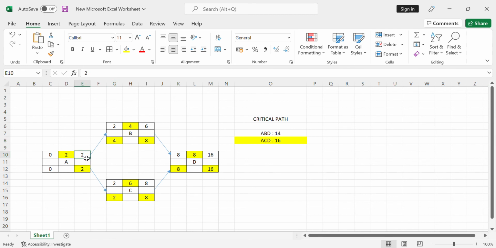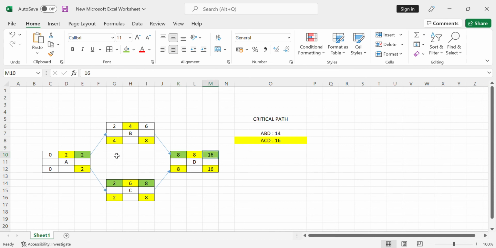What is the forward pass? A, C, D. Why are we solving ACD first? Because it is the critical path, and always remember first we have to solve the critical path. So here we are writing 2, directly put 2 here, and this 2 will be written as the early start of C, which is equal to 2. 2 plus 6 is equal to 8. Put 8 here, 8 plus 8 is 16.